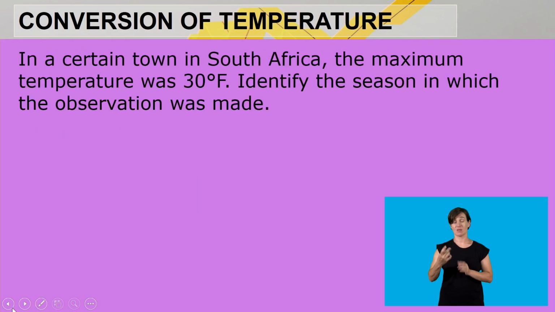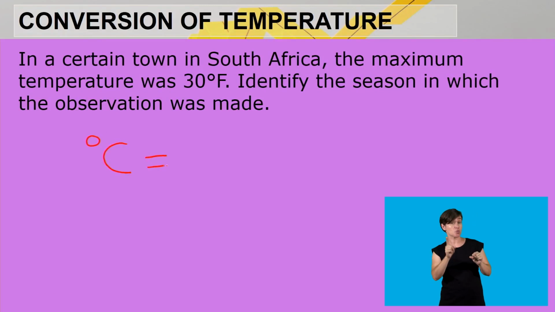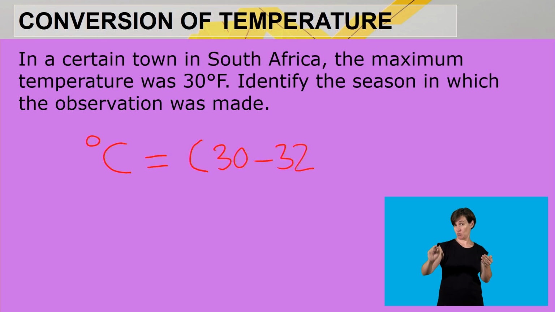In a certain town in South Africa, the maximum temperature was 30 degrees Fahrenheit. Identify the season in which the observation was made. Now, 30 degrees Fahrenheit sounds kind of cold. Let's quickly look. So, the first thing we do is we choose the correct formula. Degrees Celsius is then 30 minus 32. There we can see we're going into a negative, divided by 1,8.